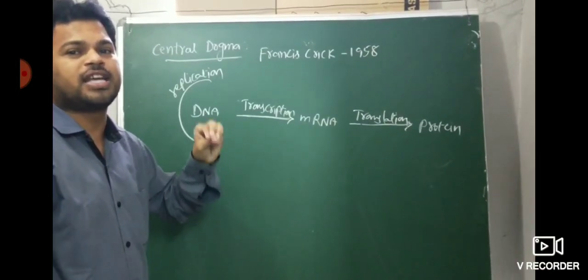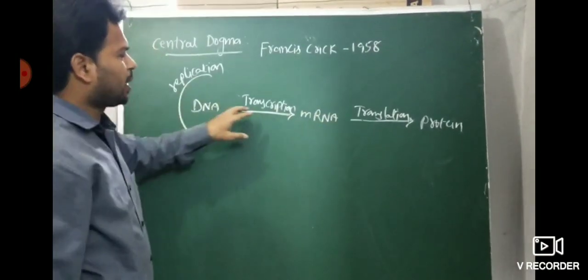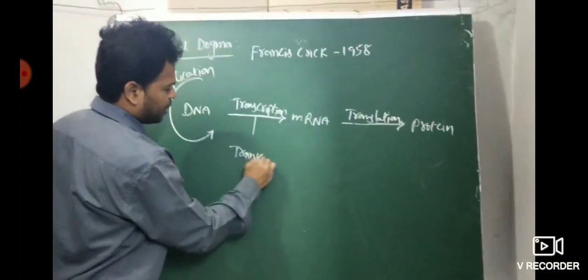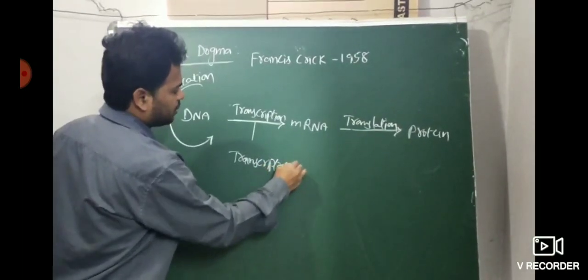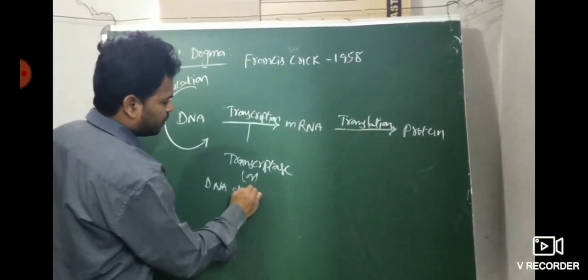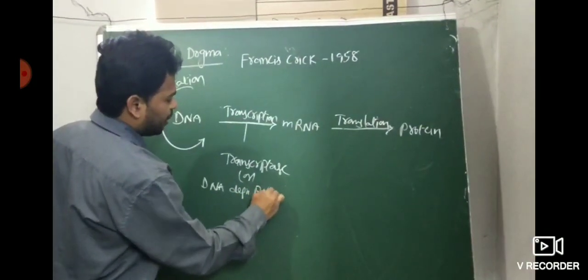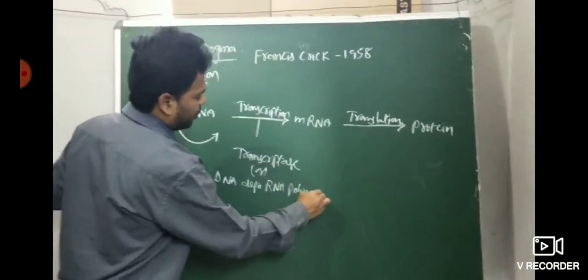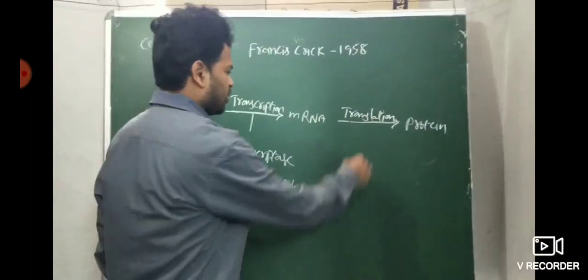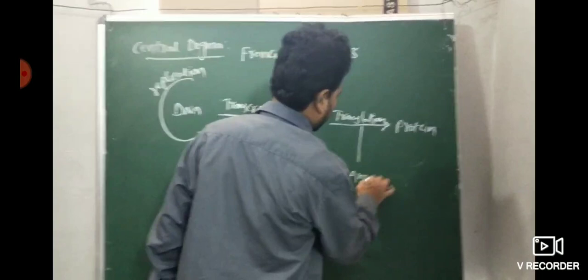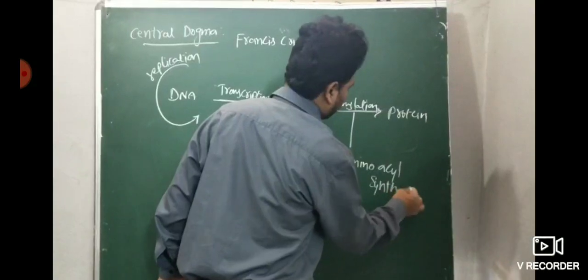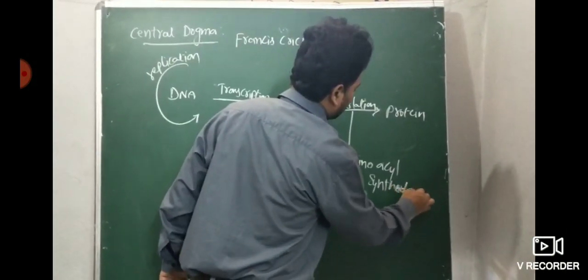Sometimes they ask what enzymes are involved in transcription and translation. The enzyme involved in transcription is the transcriptase enzyme, or DNA dependent RNA polymerase enzyme. Then the transfer of information from mRNA to protein is translation. The enzyme for this is aminoacyl synthetase enzyme. Sometimes they have a chance to ask about the enzymes also.